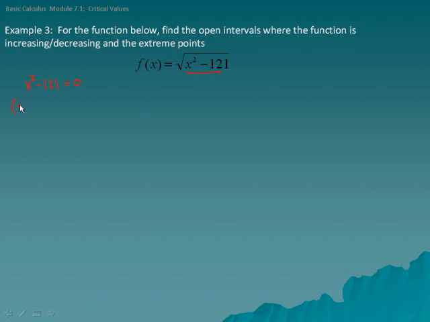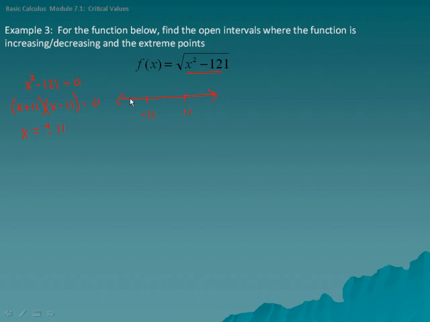We can factor that and get x plus 11 times x minus 11 equal to 0. And so we would have x is equal to plus or minus 11. Now what we need to do is take a little number line here, and we need to put in negative 11 and 11. And we need to check our domain out here. Alright, so let's see.